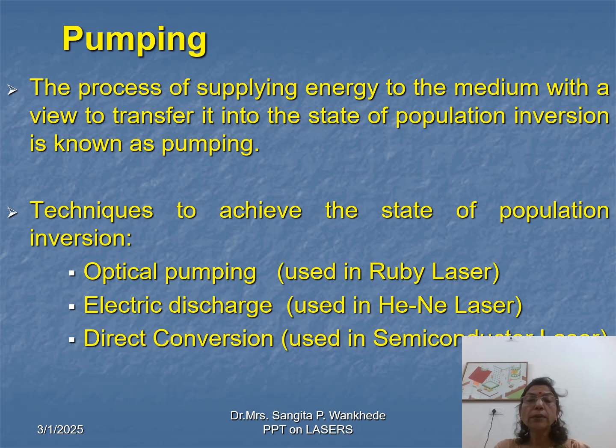Now, what do you mean by the second component, pumping? The process of supplying energy to the medium with a view to transfer it into the state of population inversion is known as pumping. There are three techniques to achieve population inversion: optical pumping, electric discharge, and direct conversion method.